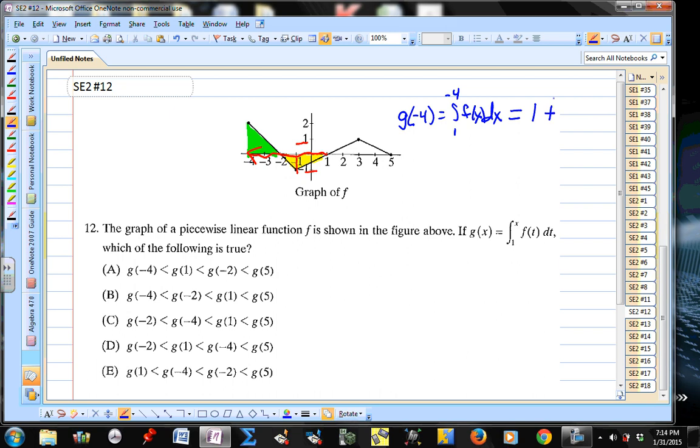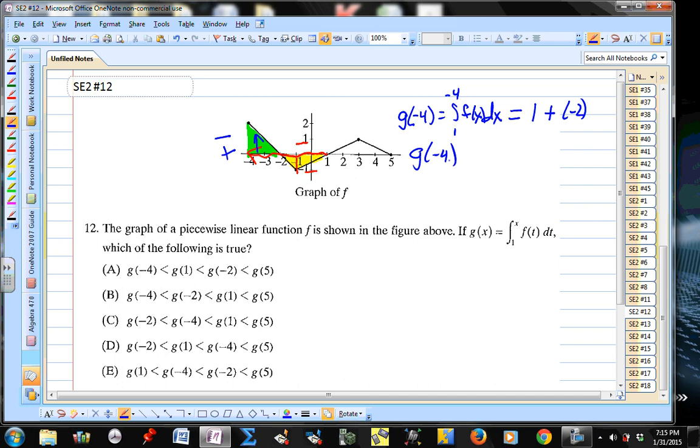Now we'll add to this the integral of the green region. Now we're moving from right to left along the x-axis, so our change in x is negative, and you can see that our y values are positive, so our change in y is positive, and negative times positive is negative. Therefore, we're going to add a negative value, and we're going to add a negative 2. And we can conclude then that g of negative 4 is 1 plus negative 2, which is negative 1.